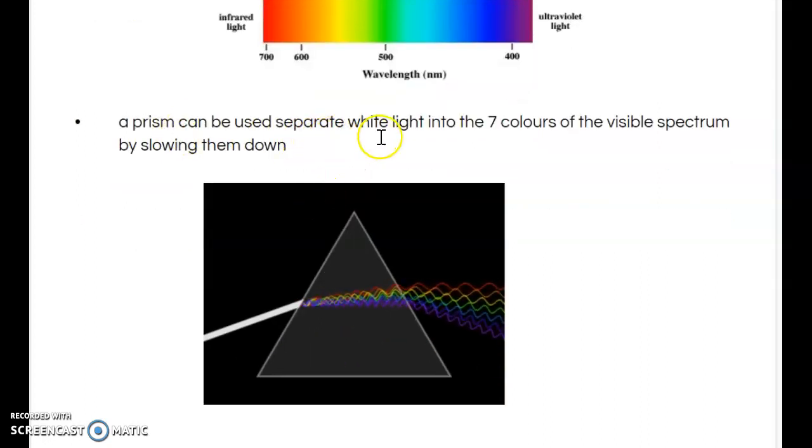A visible spectrum can be used to separate white light into 7 different colors. Again, the sun releases white light. The sun releases all the different types of visible light, but we can't see it as it comes down to Earth. We can't see this white light as it comes down to Earth. It has to bounce off of something.